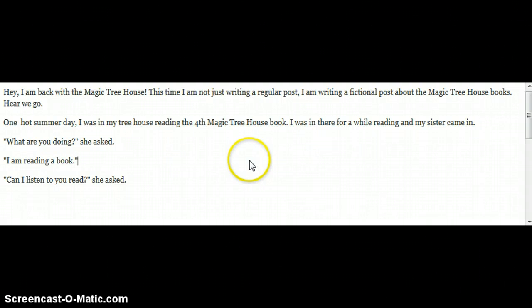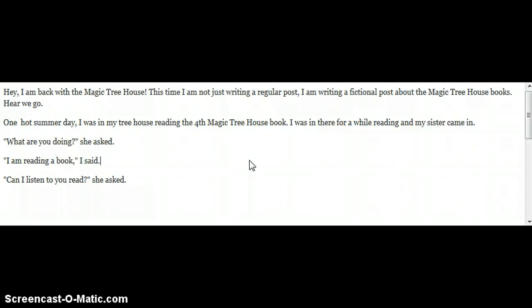All right. So, and let me get that right. What would you say? I am reading a book. I said, I replied, I answered. What words would you use? I'm reading a book, I said.